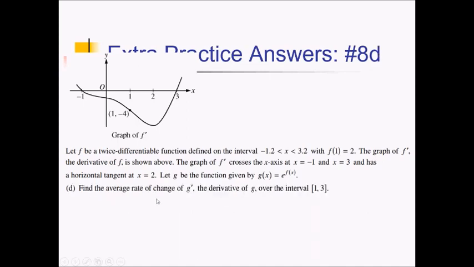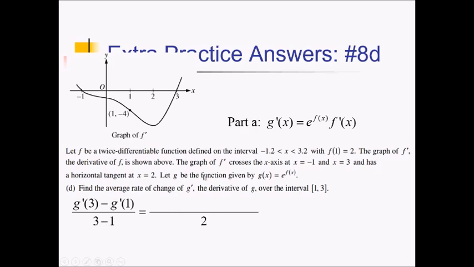For this last part of the problem, they want us to find the average rate of change of g prime over the interval from 1 to 3. So this is just an AROC kind of formula. Now, recall from part A that g prime, again, was e to the f of x times f prime of x. So yes, they want you to find AROC for this thing from 1 to 3. So that's going to be, in general, g prime of 3 minus g prime of 1 all over 3 minus 1. And then simplifying this a little bit, let's just turn that denominator into a 2 right away. Upstairs, this is going to be e to the f of 3 times f prime of 3 minus e to the f of 1 times f prime of 1.